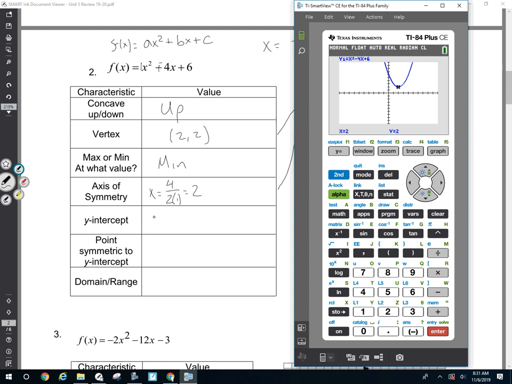We were asked for the y-intercept. The y-intercept occurs when x is 0. So plug in 0 for x. I get 6. If I plugged in 0, I get 0 squared minus 4 times 0 plus 6, so 0, 6.